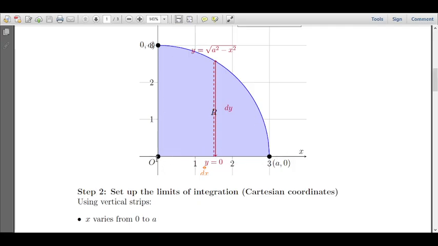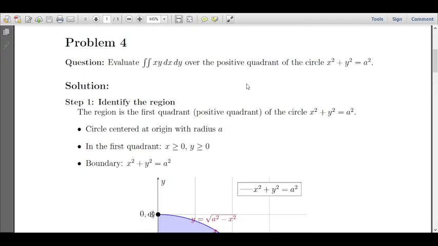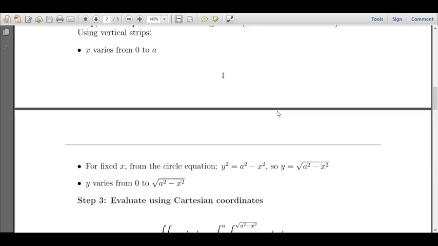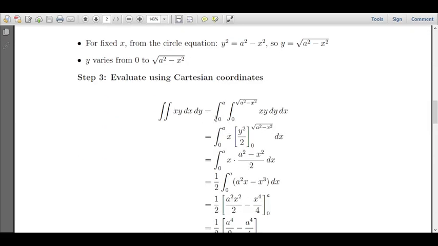If you see the region, the leftmost point is the origin, so this is 0, and the rightmost point of this region is a. So x varies from 0 to a, y varies from 0 to root of a square minus x square, and our integrand is xy dy dx. So plug in these limits: integral 0 to a, integral 0 to root of a square minus x square, xy dy dx, where the inner integral corresponds to y and the outer integral corresponds to x.